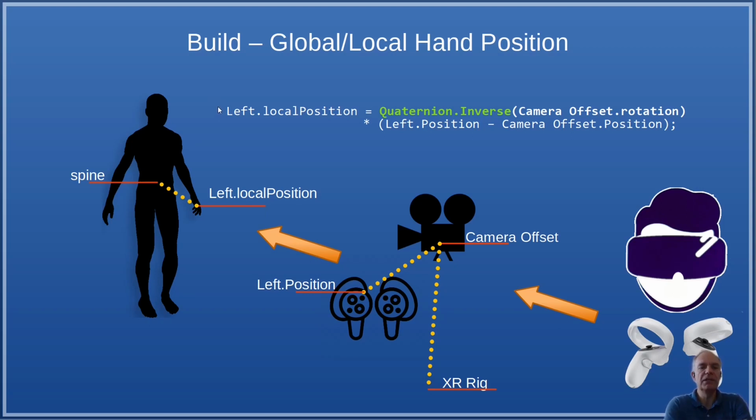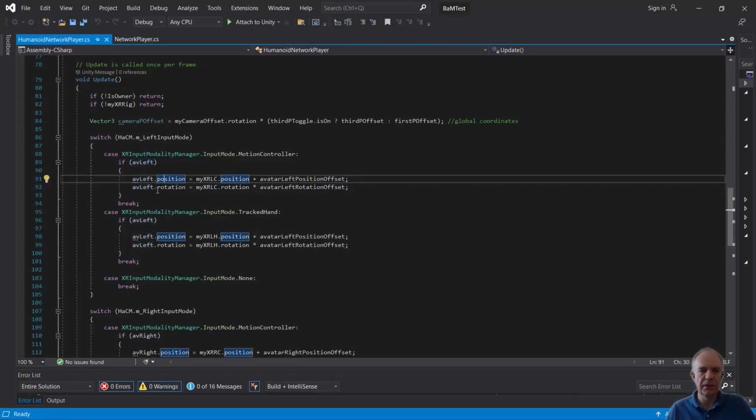So we don't use the left hand position, but we use the left hand local position. So with that, we define the position of the left hand in relationship to the spine, not to the global coordinates. But we basically say we take this vector here between the left position and the camera offset of the XR rig, and we transpose that onto the coordinate system of the avatar, and that's how you get this formula here. Back into our update function, so we'll change this formula here.